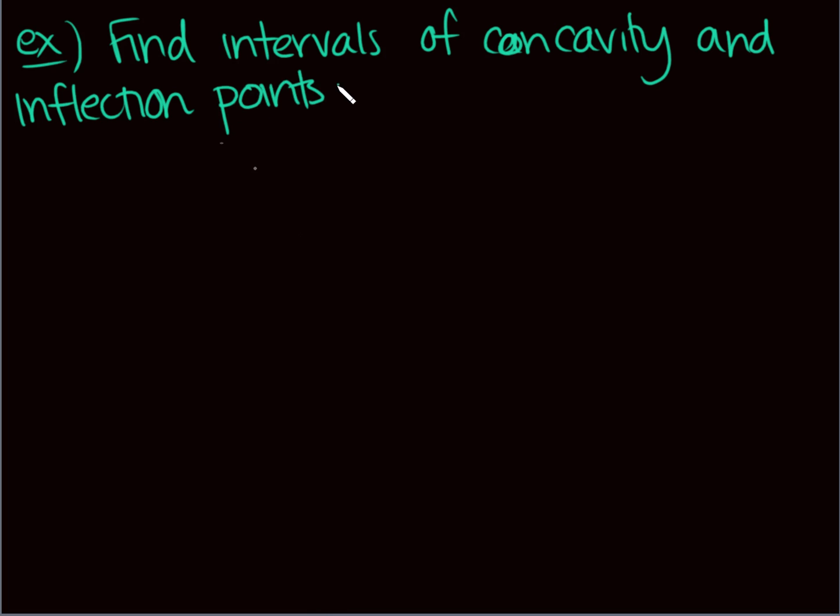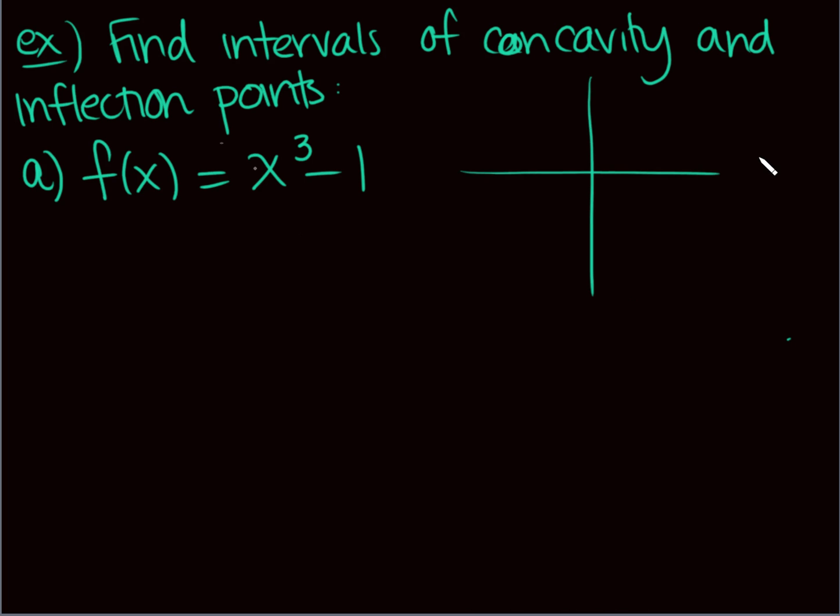All right. So let's look at something kind of simple for right now. Let's look at f of x equals x cubed minus 1. We know what x cubed looks like, right? It's this s-looking thing. And so x cubed minus 1 is just that s-looking thing shifted down 1. If I put in 0 for x, I get negative 1. If I put in 1, I get 0. If I put in negative 1, I get negative 2. So the graph looks like this.